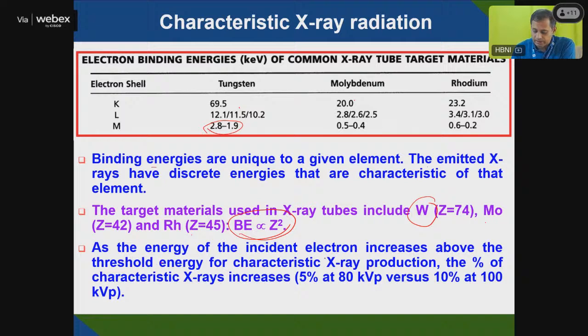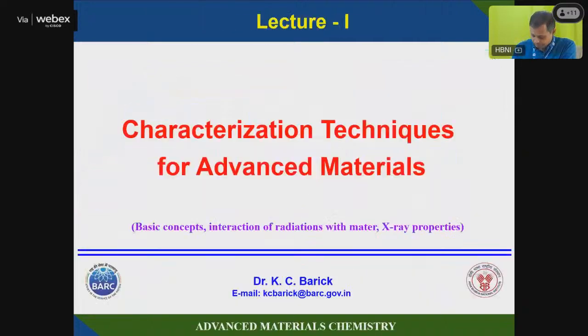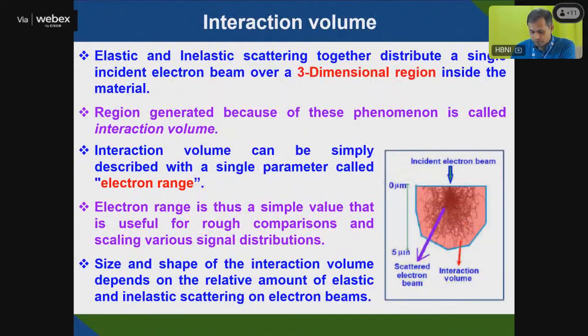As the energy of the incident electron increases above the threshold energy, characteristic X-ray production will occur, and the percentage of characteristic X-rays increases if you increase the voltage, whether 80 or 100 kilovolts. Depending upon how much voltage you apply, you get that percentage probability. Mostly, characteristic X-rays are specific to each element and depend upon the particular binding energy of that element. Because of that, you can use them.